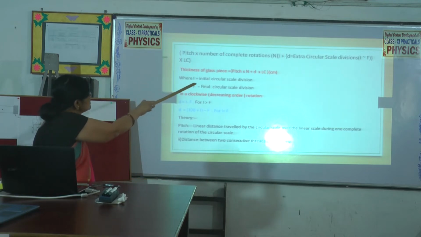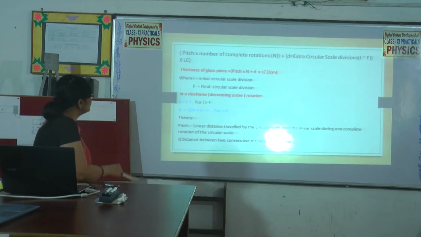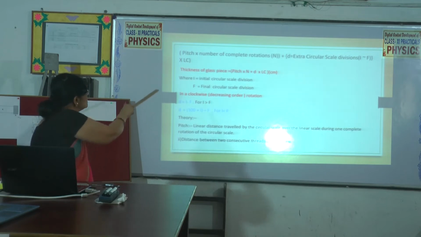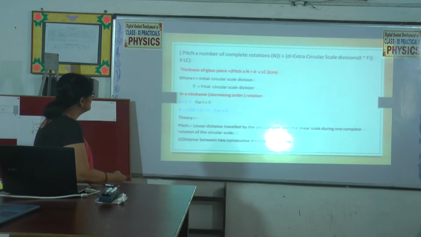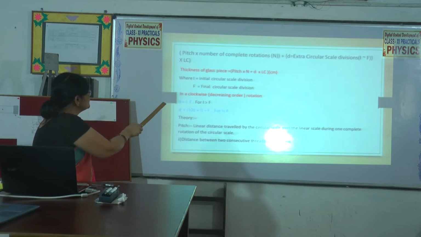What is I? Initial circular scale division. I just told you f is the final circular scale division. Now, this small d that I have written, d is equal to extra circular scale division. Now, d is I minus f for I greater than f. d is 100 plus I minus f for I less than f.